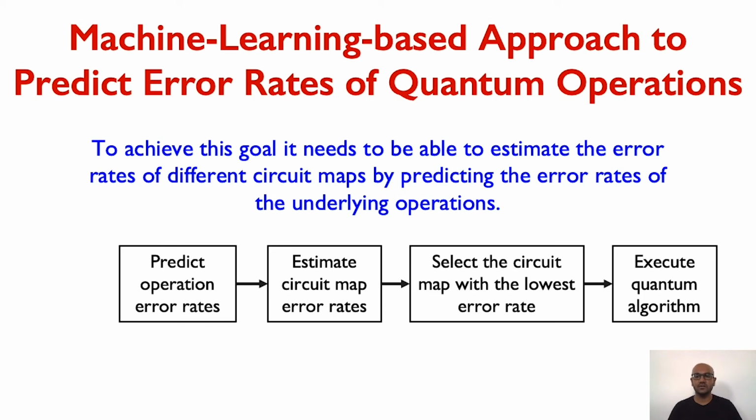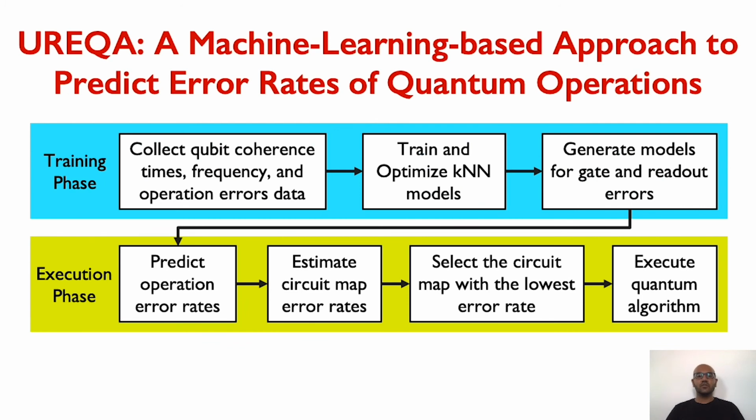It is not exactly straightforward to predict the operation error rates. Any rule-based, heuristics-based, or analytical model-based solution would not work in this case because of the instability of the technology. Therefore, UREQA employs a machine learning-based approach which is able to predict these error rates based on the historical information that it has learned during training.